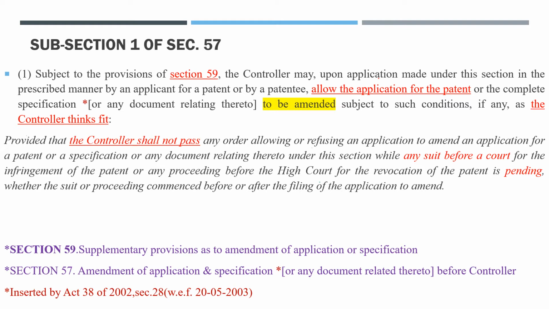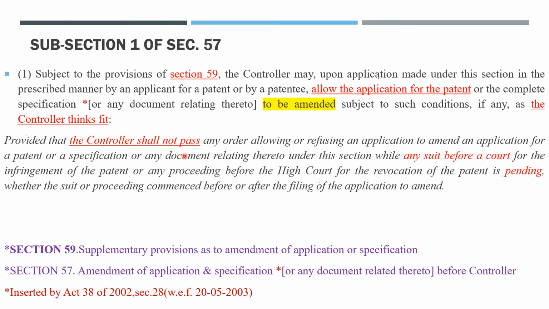Confusing? No worries. We can see the key terms here and we will try to find out the meaning of this subsection in a very simple way. Friends, here we see subject to the provisions of section 59. First of all, we should know what section 59 is. Section 59 is supplementary provisions, aids to amendment of application or specification. That means section 59 discusses the supplementary provisions for the amendment of application or a specification.